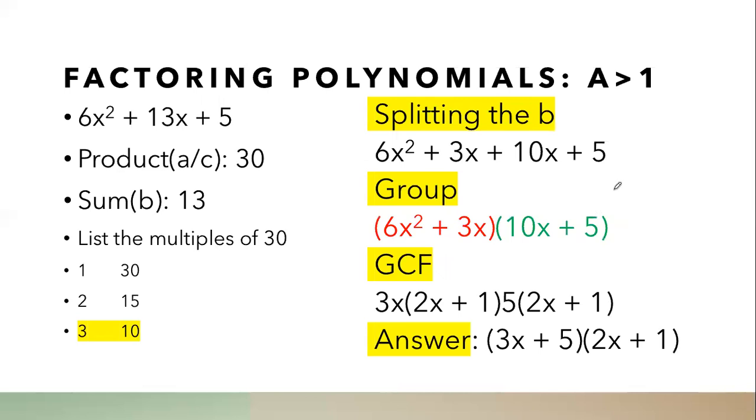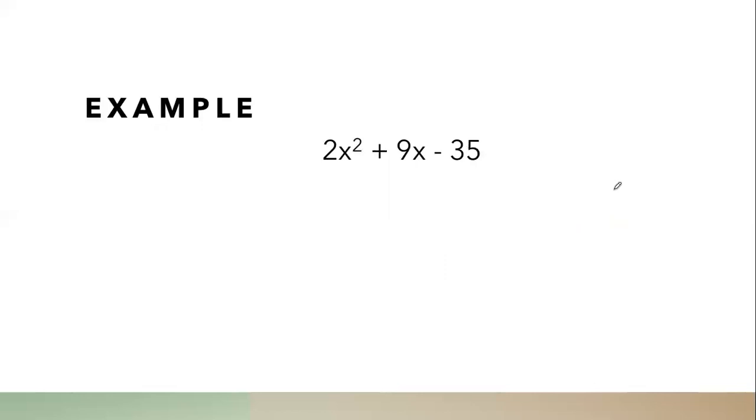Okay, what happens when our a value is greater than 1? I'm just going to go ahead and use this example, and I'm going to talk you through it. So this one's a little bit different. When my a value is greater than 1, I use the AC splitting method. Again, there's a ton of methods. All you have to do is YouTube them, okay? But I use the AC splitting method.